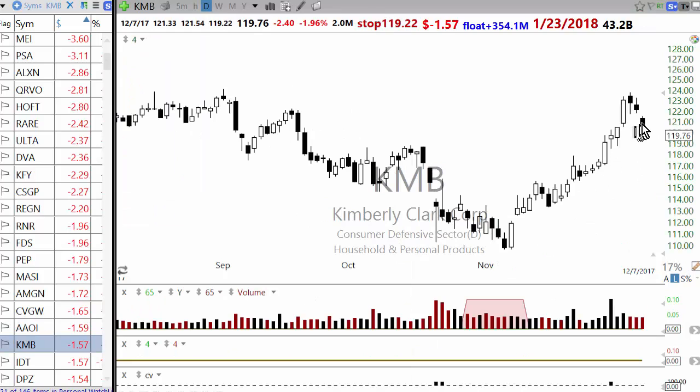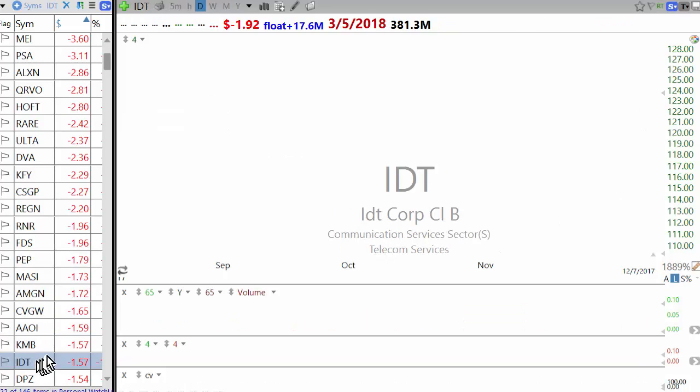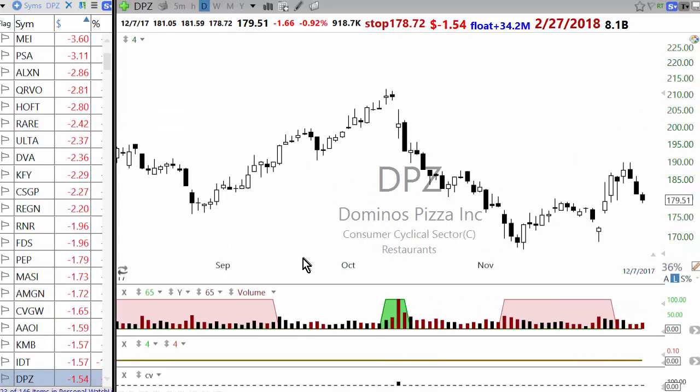Or here also, basically Kimberly Clark. Now this is a maybe kind of setup. It might have a follow through because a lot of stocks in that same sector, household personal products or consumer defensive sector, are down today. As you saw, I think Pepsi was down also. So that might be maybe kind of a setup.